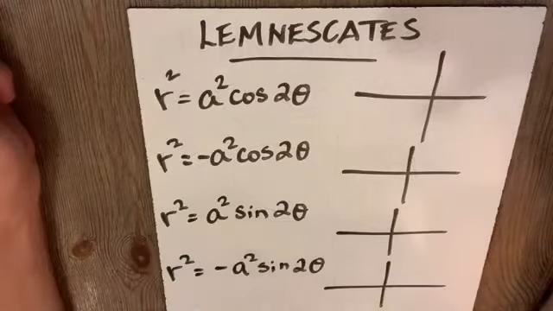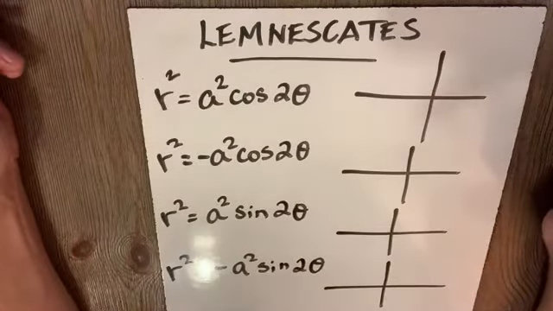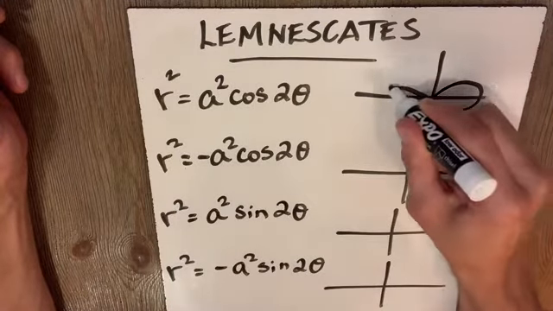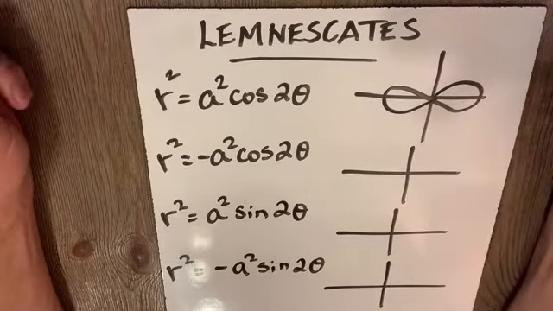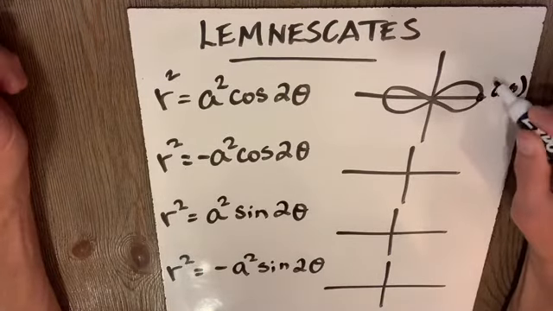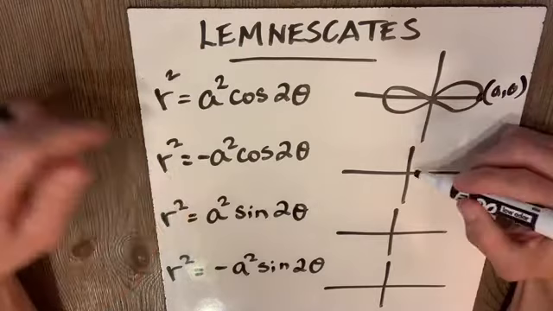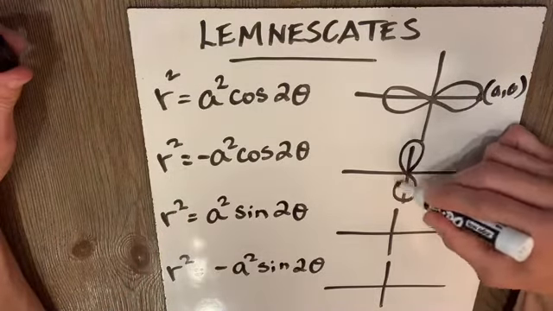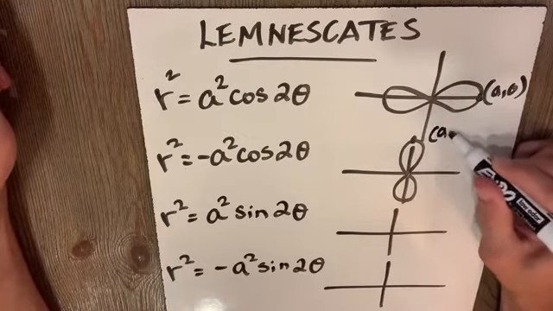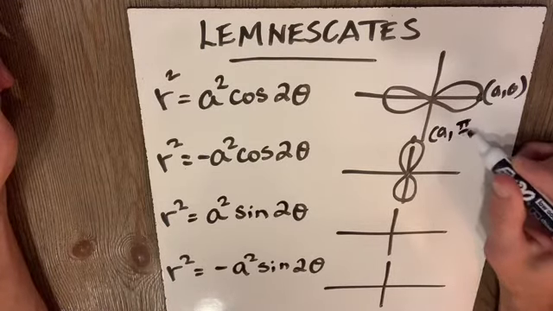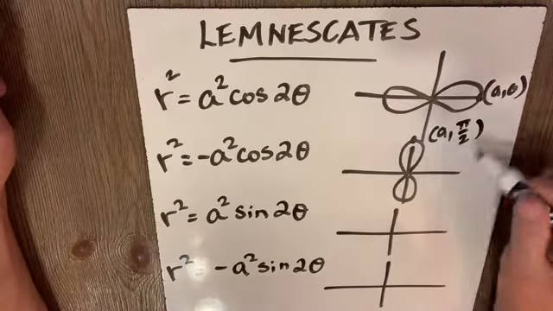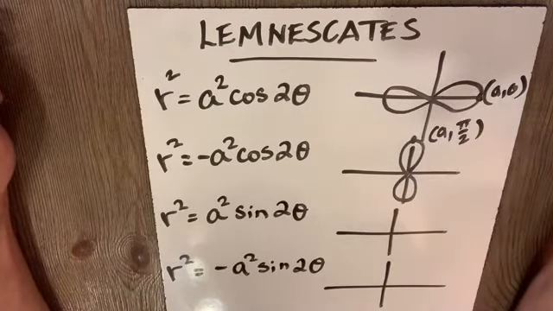So just a quick review. r squared equals positive a squared cosine 2 theta is going to look like a figure 8. Notice we have all 3 types of symmetry there. And this distance is going to be (a, 0) there. Negative cosine is going to be a figure 8 but pointed vertically. We have all 3 types of symmetry here, and now our point is (a, pi over 2) for (r, theta). Look, cosine, even with lemniscates, loves to be bisected.